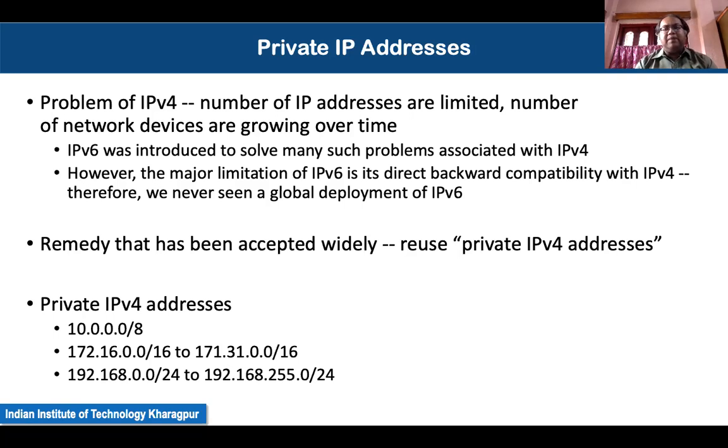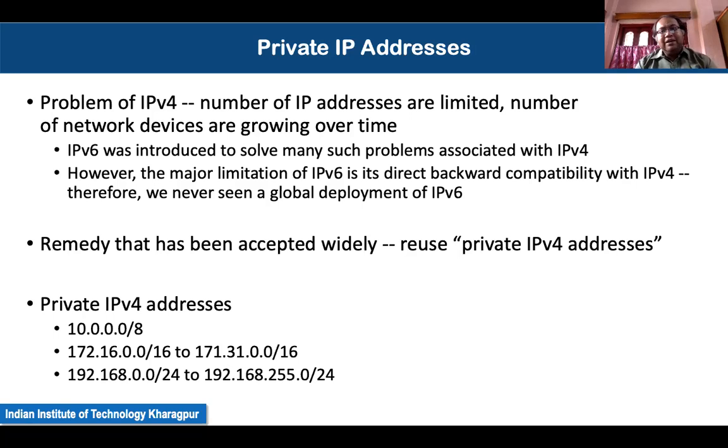Now to solve this problem, IP version 6 was introduced. It is not only about IP version 4 address scarcity, but also to handle many other problems associated with IPv4. But the major problem of IPv6 is that it is not directly backward compatible with IP version 4. That is why we have never seen a global deployment of IPv6 over the world. There are pockets of network which support IP version 6, but widely we still use IP version 4, which is the 32-bit IP address.